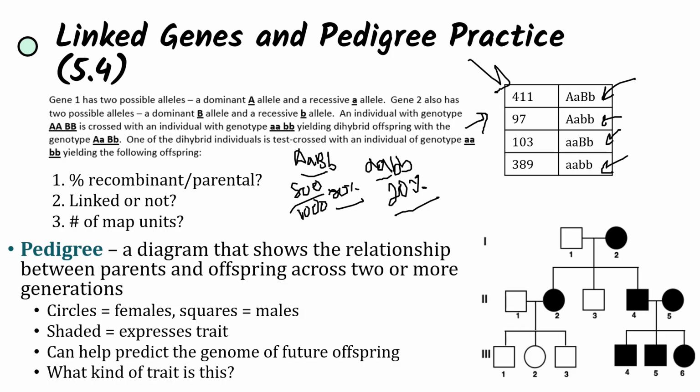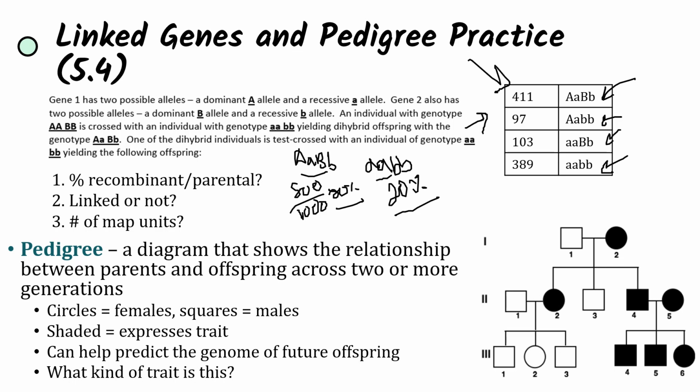We can see pretty clearly that 80% of organisms have the parental genotype, and only 20% don't. There is very little genetic variation within the offspring, and this is going to suggest that these genes are on the same chromosome and that they were not separated during crossing over.